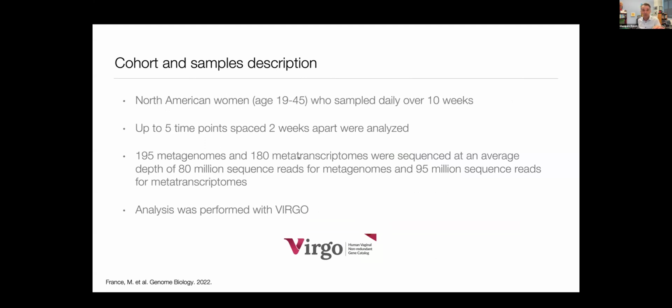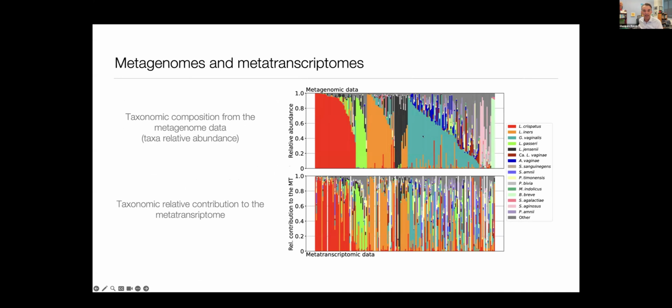It's just a little snippet of what we've learned by analyzing a large number of metagenomes and transcriptomes that were collected over time in women. And we analyzed this with Virgo. So the first thing we learned is that the composition of the vaginal microbiome does not always reflect the activity of the vaginal microbiome. What you can see here is the relative abundance, so the composition in proportion of each of the bacteria. In red is Lactobacillus crispatus, for example, and in teal is Gardnerella vaginalis. So here you have the lactobacillus-dominated community, and those are the BV-like communities. And what you can see on the bottom is the contribution to the metatranscriptome of each of those different organisms.